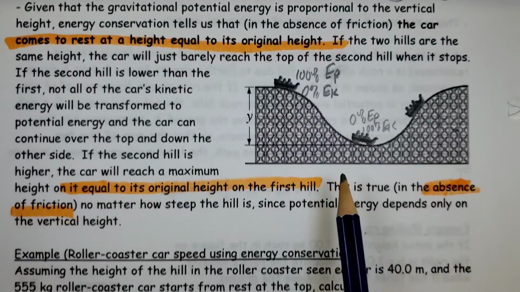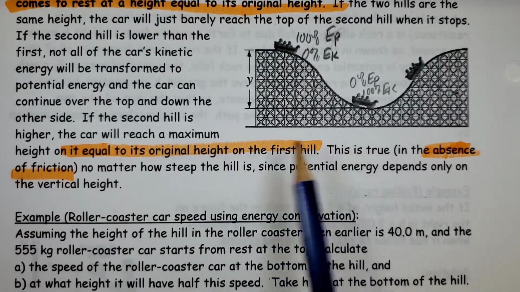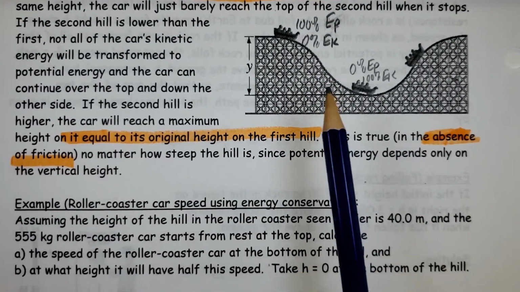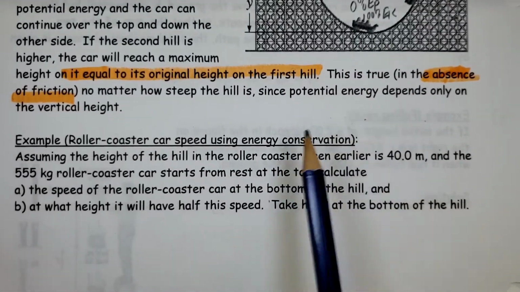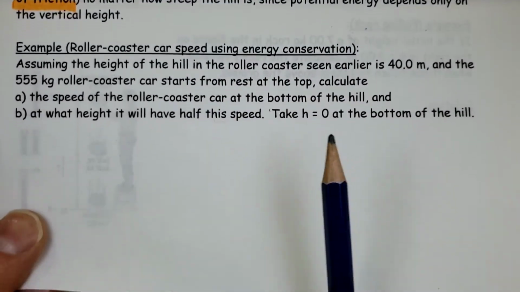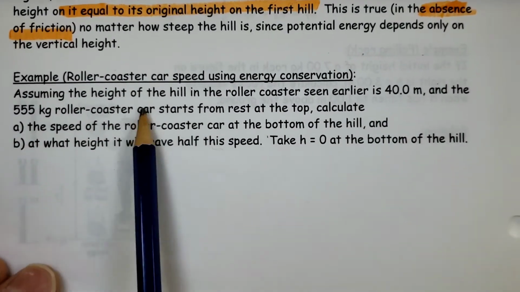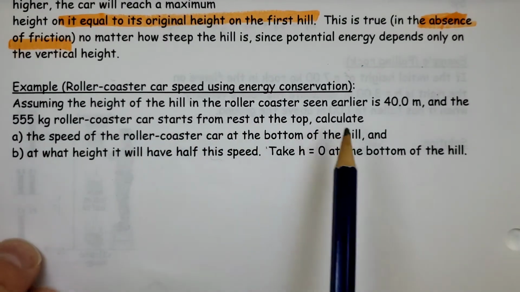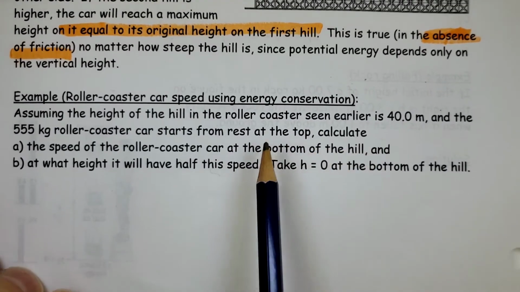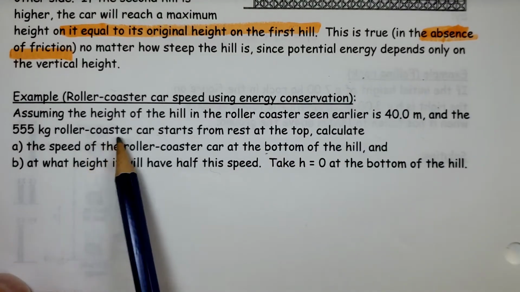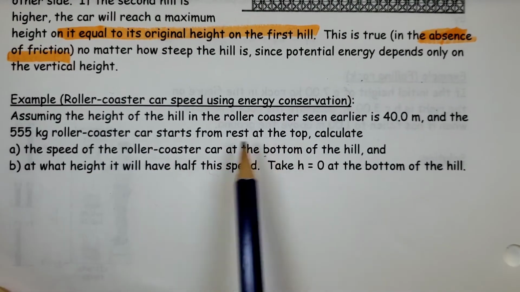So we talked about total mechanical energy being made up of kinetic energy and potential energy, and now we're going to go through this roller coaster example. If we look at this diagram, we can get an idea. Assume the height of the hill in the roller coaster seen earlier is 40 meters, and the 555 kilogram roller coaster starts from rest at the top.